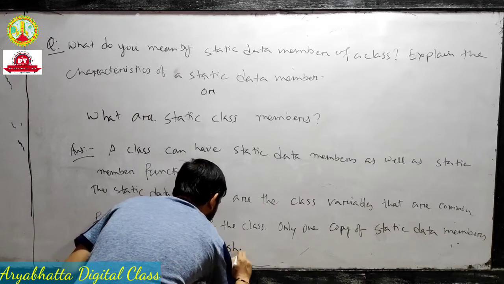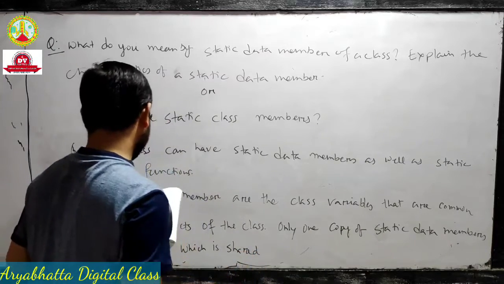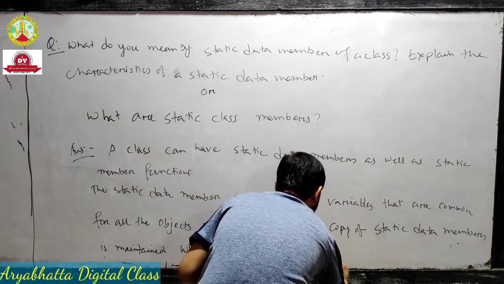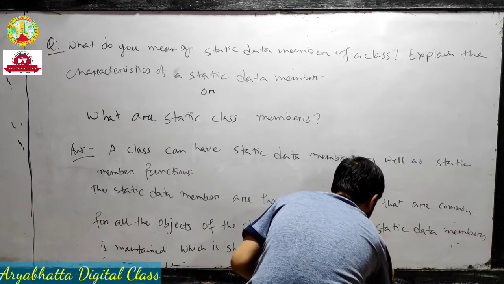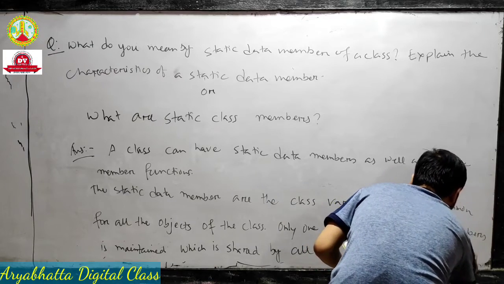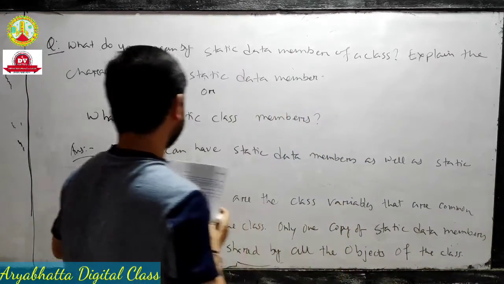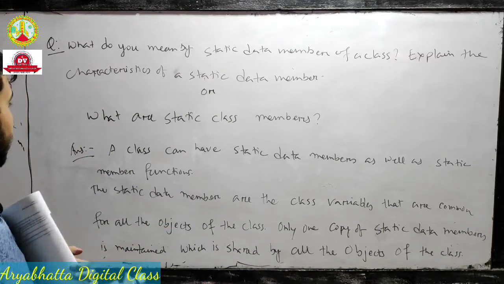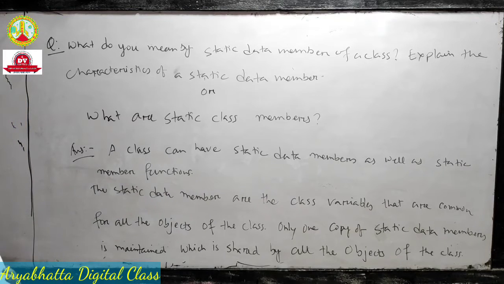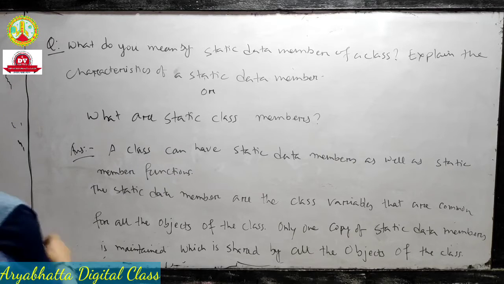You just write down this note, which is important: it is shared by all the objects of the class. You see, a class can have static data members as well as static member functions. The static data members are the class variables that are common for all the objects of the class. Only one copy of static data members is maintained, which is shared by all the objects of the class. Okay.